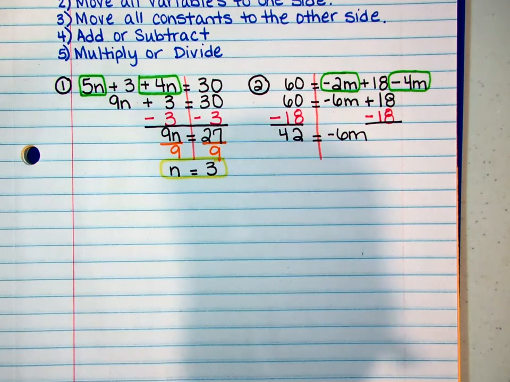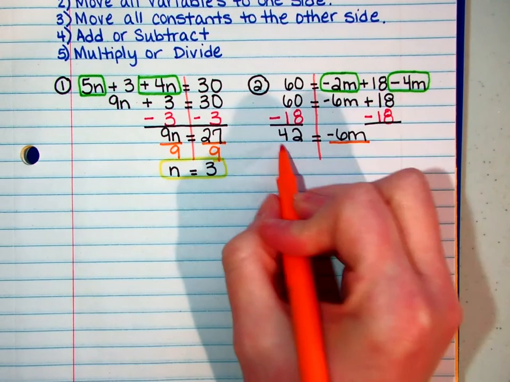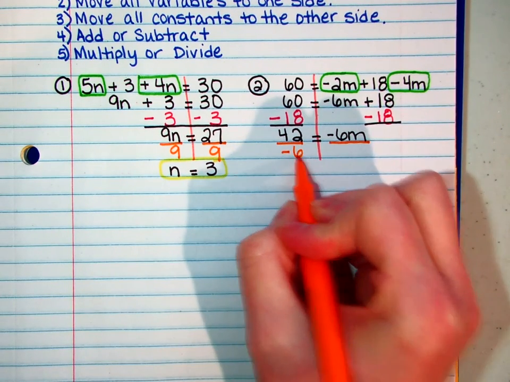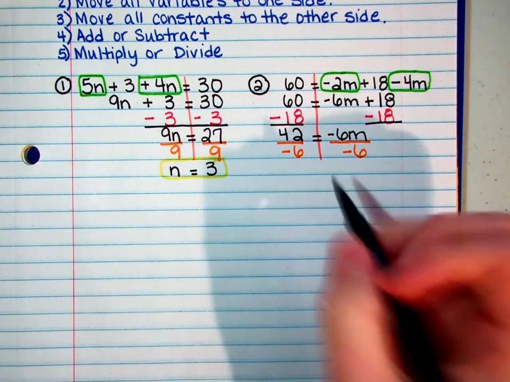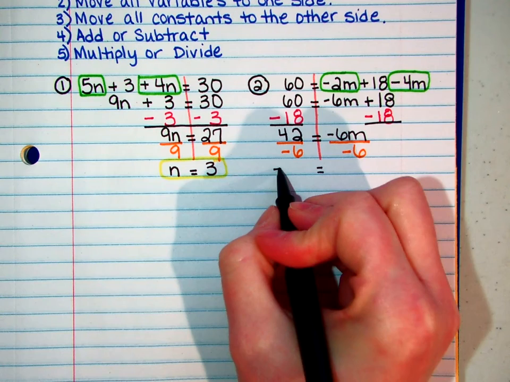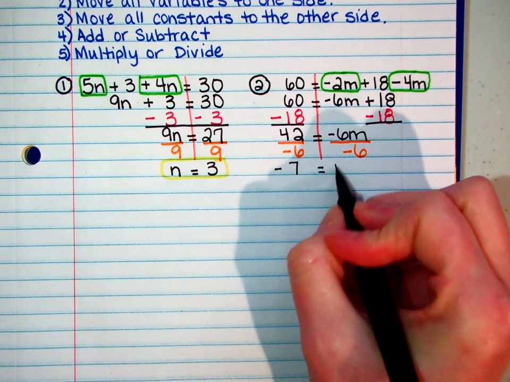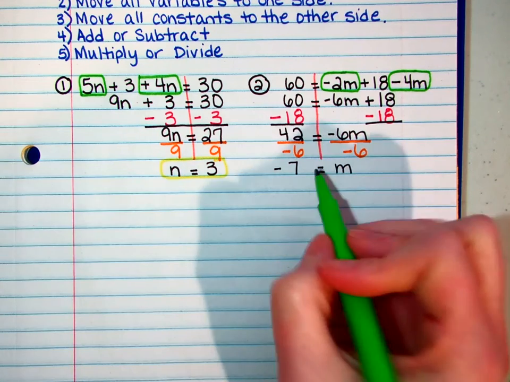Now I need to get rid of negative 6. Because he's multiplying by the m, I shall divide both sides by negative 6. And the quotient of 42, which is positive, and negative 6 gives me a negative 7. Remember, when we're multiplying and dividing positive and negative, when they're different, the negative takes over.